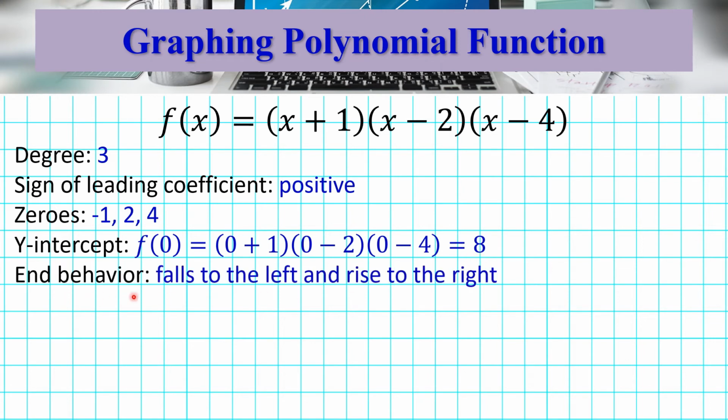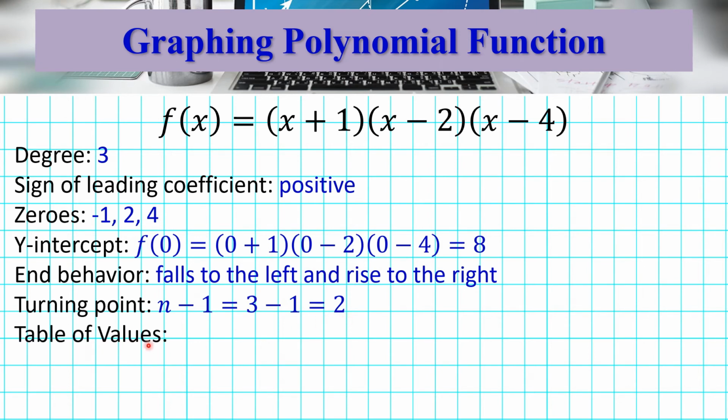And ang end behavior, since we have positive na leading coefficient at degree na 3, it means the graph must fall to the left and rise to the right. And then, yung turning point natin is at most n minus 1. Ang n natin is 3 dahil ang degree natin ay 3. So, 3 minus 1 is 2. So, at most 2 turning points lang ang pwede nating makita doon sa graph.